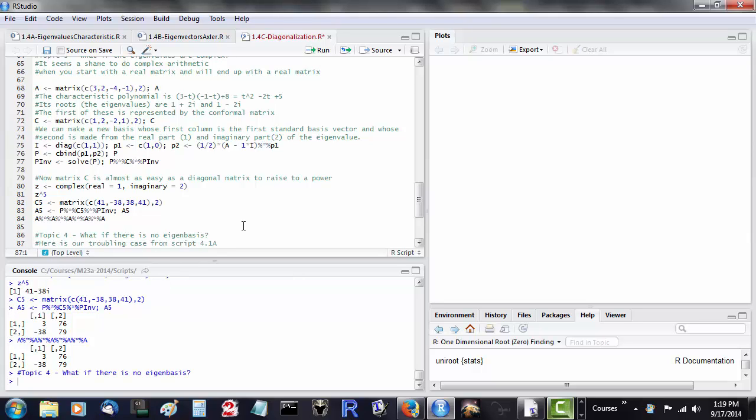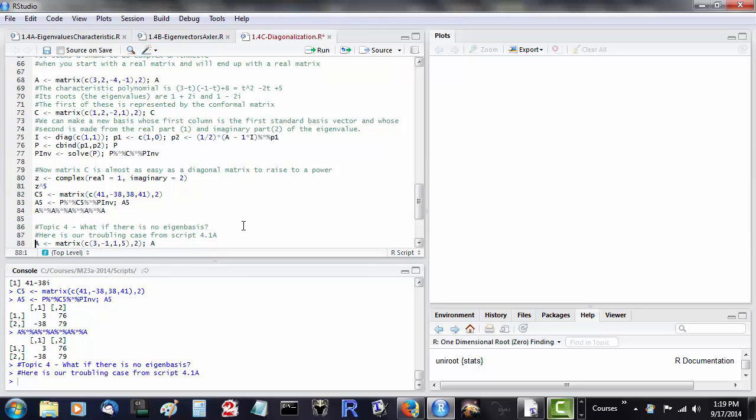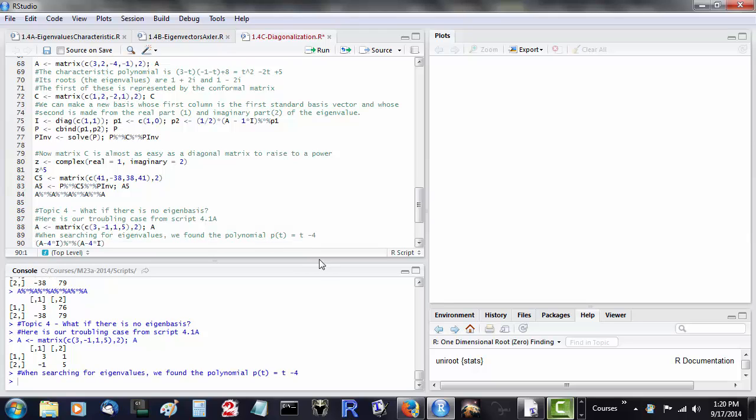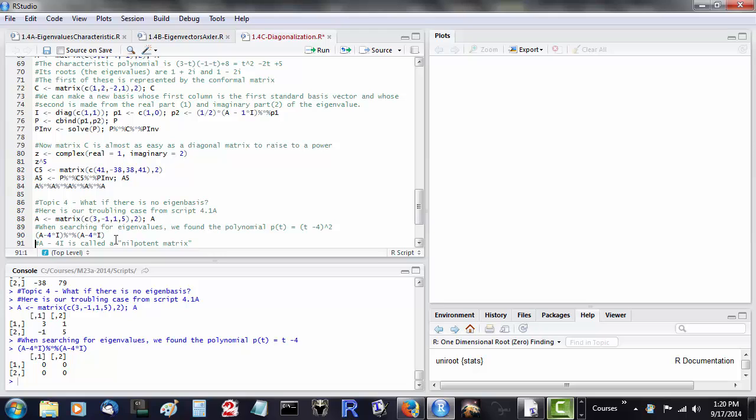Now the last case. What if there is no eigenbasis? Is there anything we can do there? And here's the case from the very first script where we saw this phenomenon. This matrix A has a characteristic equation T minus 4 squared, and when we search for eigenvalues, we get the polynomial T minus 4 squared. So there it is. The eigenvalue is 4. A minus 4I squared is the zero matrix.